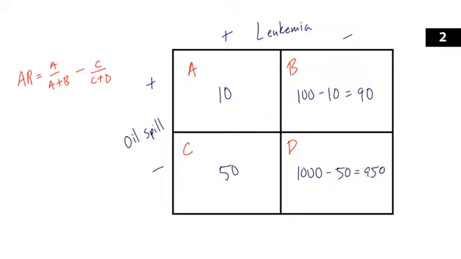Then it's just a matter of plugging the numbers into the formula for attributable risk, which is A over A plus B minus C over C plus D. So you plug in those numbers and you get an attributable risk of 0.05. In other words, even though 10% of the oil spill cleanup group got leukemia, only 5% or half of that is actually attributable to participating in the cleanup, because the other 5% were going to get leukemia anyway based on the data from the beach umbrella monitors.